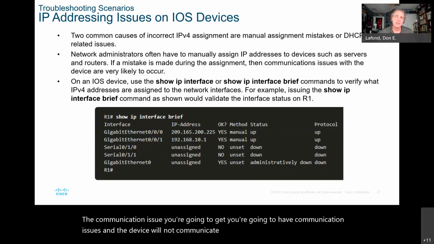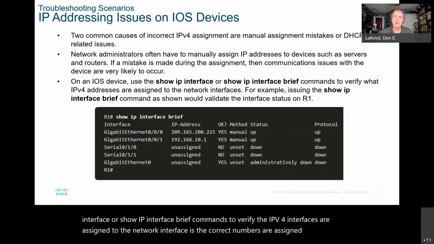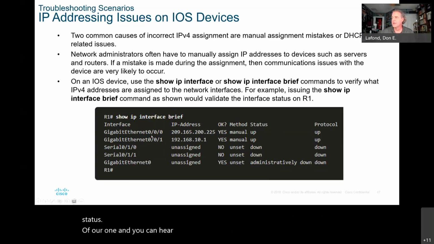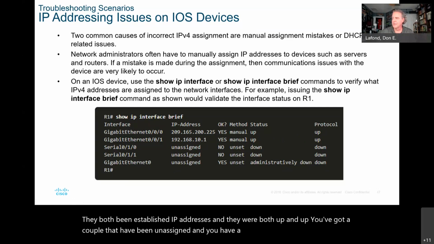On an IOS device, use the show IP interface or show IP interface brief commands to verify the IPv4 interfaces are assigned to the network interfaces, the correct numbers are assigned. For example, using the show IP interface brief command, as shown, would validate the interface status of R1. And you can see here you have two gigabit Ethernet connections. They've both been established IP addresses, and they were both up and up. You've got a couple that have been unassigned, and you have a gigabit Ethernet 0 address that is administratively down.